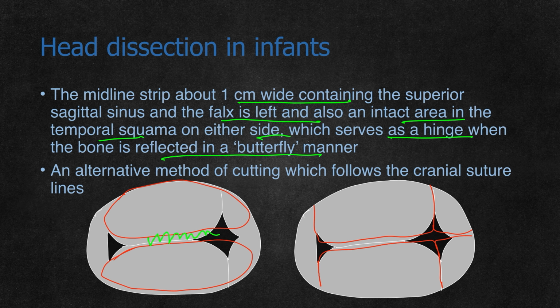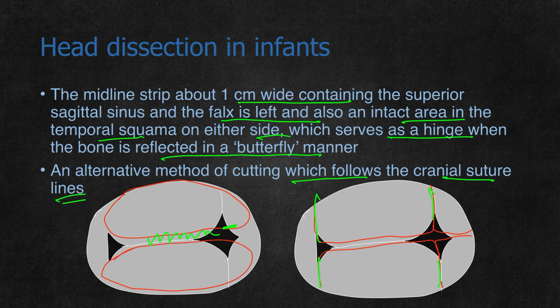One more alternate method is cutting which follows the cranial suture lines. One method is cutting 5 cm extending from the lateral edges of the frontal fontanelle. One more method is cutting along the sutures, the frontal and coronal sutures from the lateral side, then the lambdoid sutures. Cutting along that is one more method, which makes reconstruction easier.